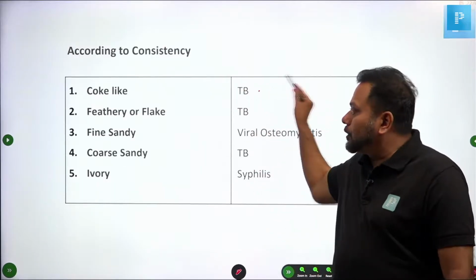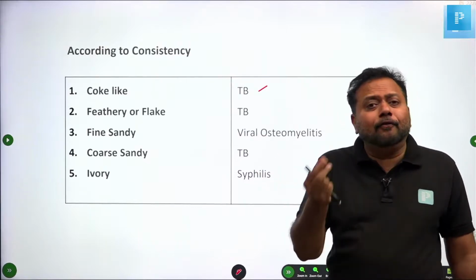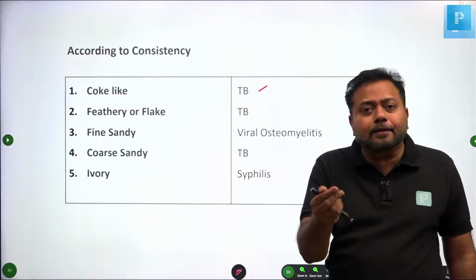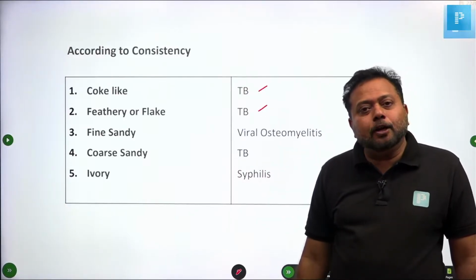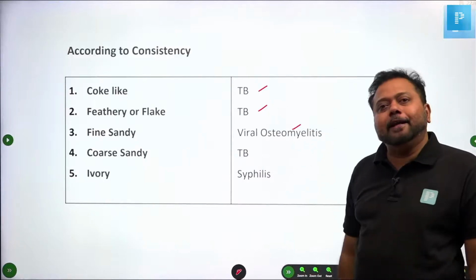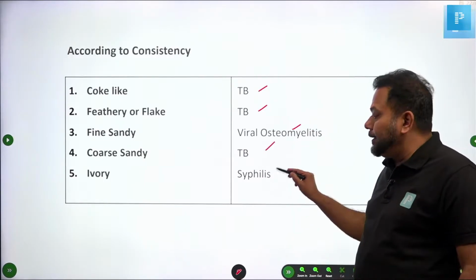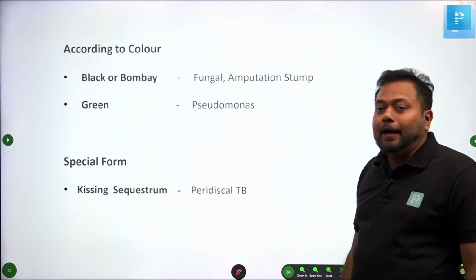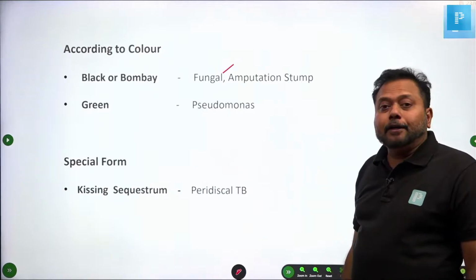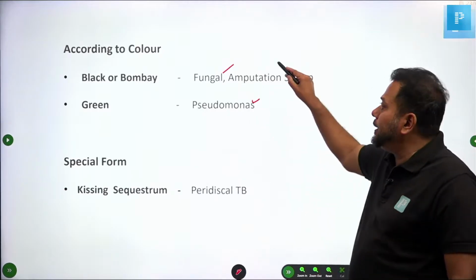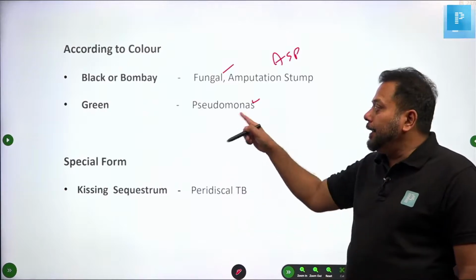It is tuberculous osteomyelitis. You are getting a sequestrum which is either like a flake or feathery in consistency, tuberculous osteomyelitis. Sandy sequestrum is divided into fine sandy, viral osteomyelitis, very rare, and coarse sandy, tuberculosis. Ivory-like sequestrum is syphilis. Then according to color, black or Bombay black sequestrum, fungal infection, especially Aspergillus niger. And green color, Pseudomonas.